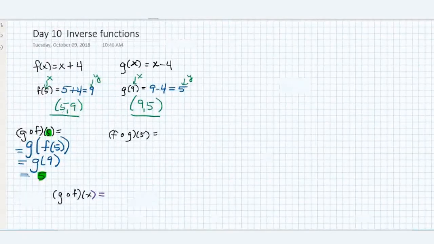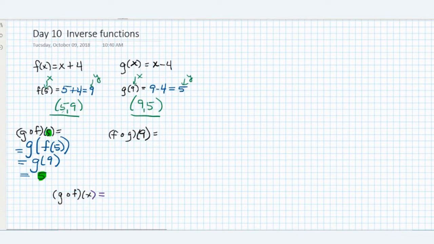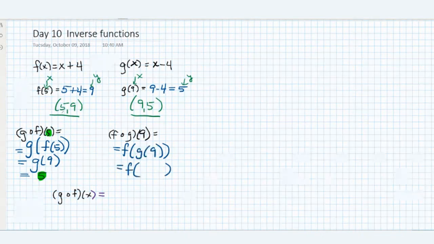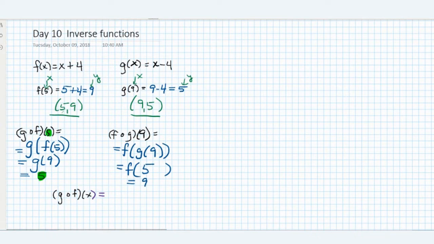Now let's look at f composed with g of, actually let's do f composed with g of 9, not 5. All right, so we're going to immediately rewrite it in the different notation. It's going to be f of g of 9. Now, working from the innermost parentheses first, what did we get when we plugged 9 into g? Can you guys hear me? Good, 5. Okay, so that's going to be f of 5. And again, f of 5 turned out to be 9. So notice that when we started with 9, we ended with 9 there.